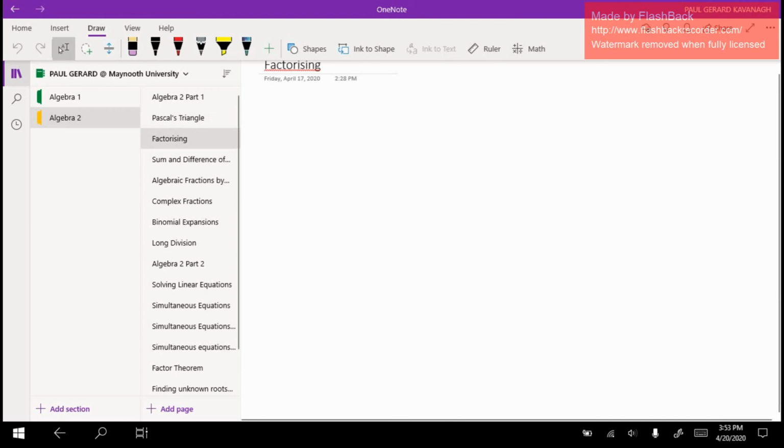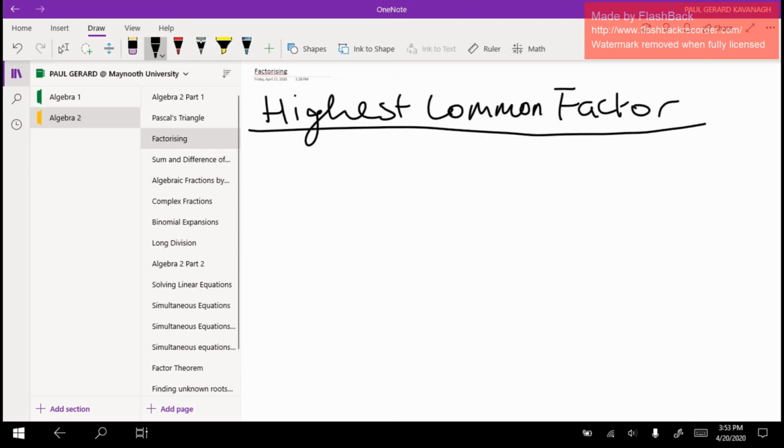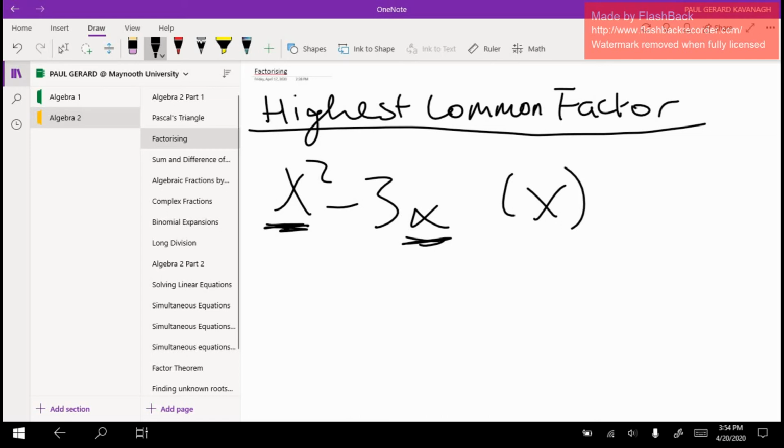So there are 3 ways, or 4 ways even, of factorizing. You could use the highest common factor. What that means is basically looking at an expression and thinking what is common in both terms, where we can extract that to make a product of two other terms. So just take an example here, x squared minus 3x. What's common in both? Well, there's an x here, there are 2 x's in here, so there is an x. So the highest common factor is going to be x. You take x out, and what do you have left?